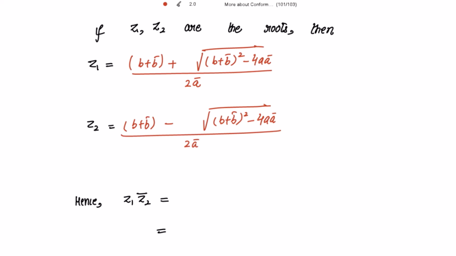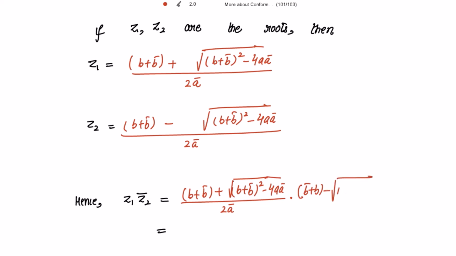So this is b plus b bar minus square root of b plus b bar whole square minus 4a bar, divided by 2a bar. Now for the fixed points to be the inverse points of each other, what is the condition for that? The product of the first root with the conjugate of the second root should be equal to 1, right? So the first root z1 is b plus b bar plus square root of b plus b bar whole square minus 4a bar a, divided by 2a bar, into the conjugate of the second root. So this becomes b bar plus b, or b plus b bar, one and the same thing, minus square root of b bar plus b whole square minus 4a bar a, the product is same, divided by this 2a bar becomes 2a, right?